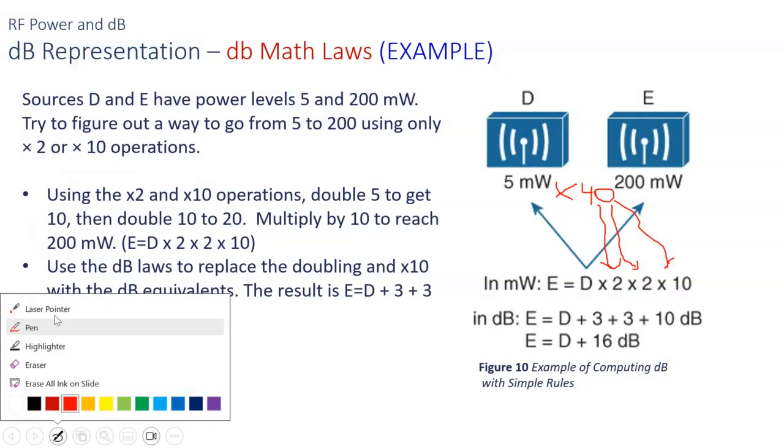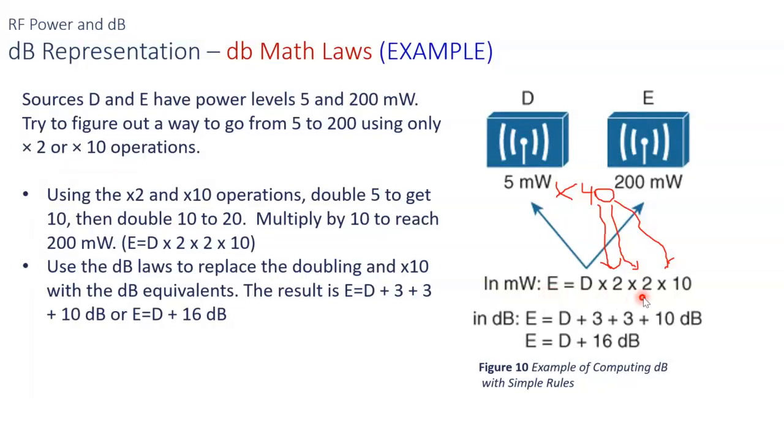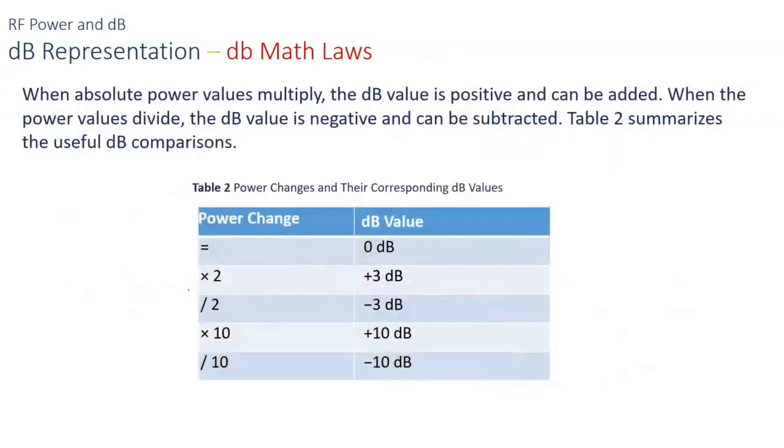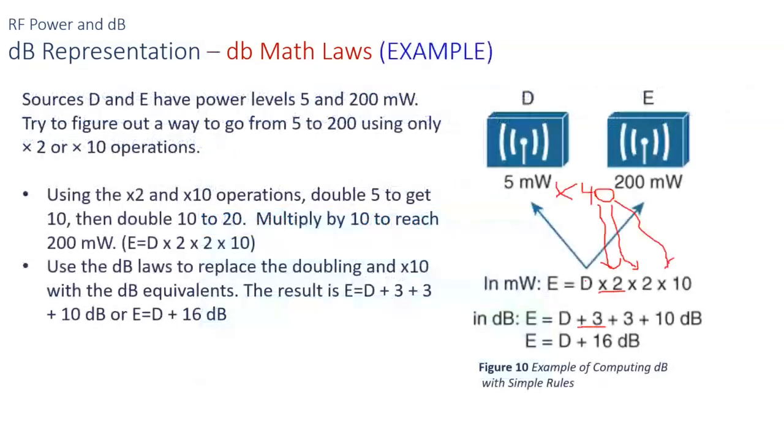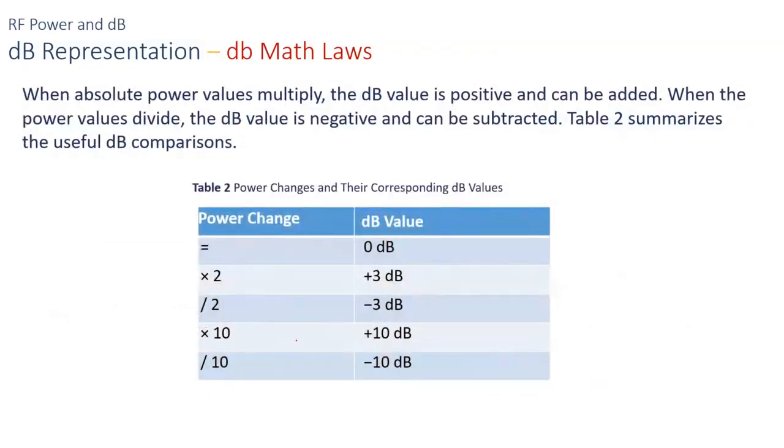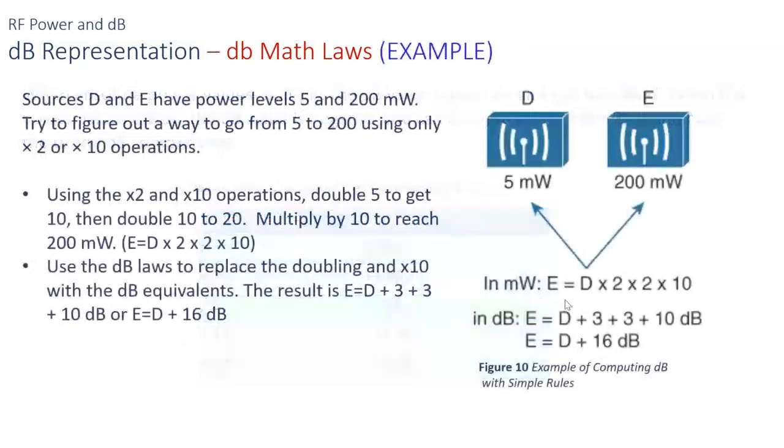Why? Because I need to use the law of 3 and the law of 10. The law of 3 says if the power is doubled, times 2, I will add 3 in dB. This is what we said here. If the power is doubled, we will add 3 in dB. And if the power is increased 10 times, we will add 10 in dB.